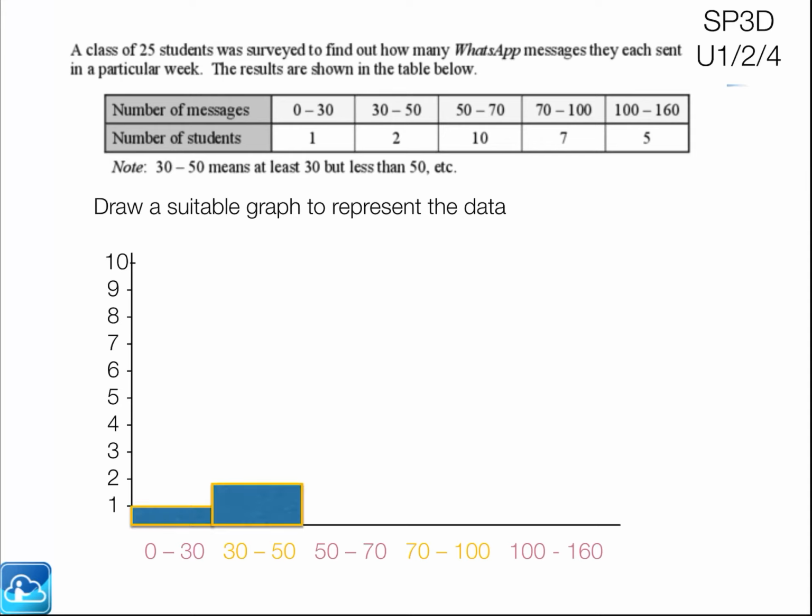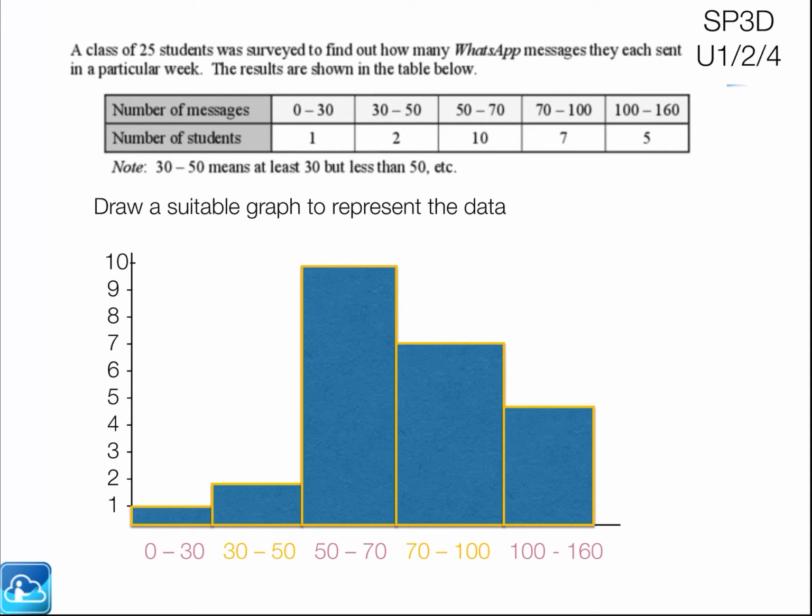And then you draw in your bars. You make sure the bars have no spaces in between, but each of them is the same width. So they're probably about 3 centimeters or 2.5 centimeters each on those. And that's it done. You need to make sure that you label your sides as well. So the 0 to 10 is going to be your number of students, and then on the bottom will be number of messages.